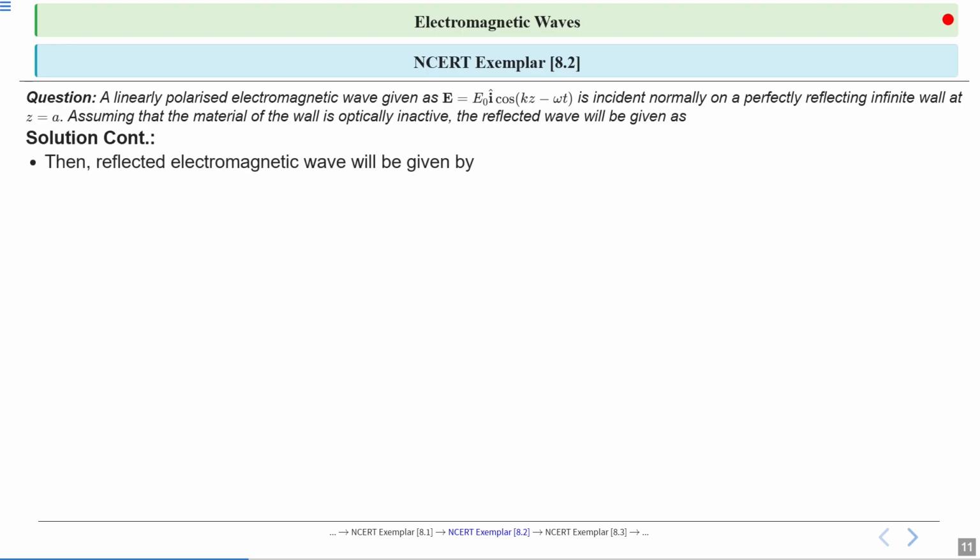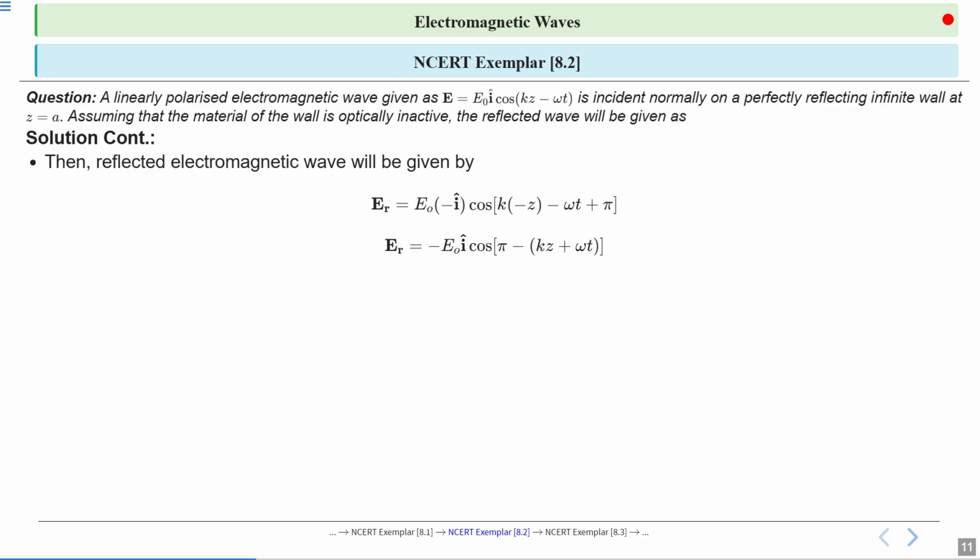Then the reflected electromagnetic wave will be given by E_R, where i cap is converted to minus i cap. Because we have changed the direction, it will now move in the negative direction, so positive z will be converted into negative z. Also there is a phase difference of pi, so pi will be added in the argument of cos. So E_R equals minus E0 i cap cos. We will take the negative common from kz and omega t. It will become minus in bracket (kz plus omega t), and pi will remain as it is. We will bring pi in the front: pi minus (kz plus omega t).